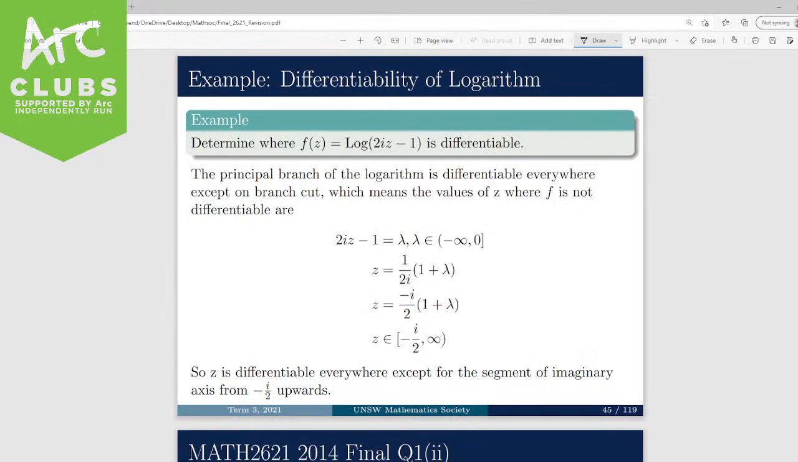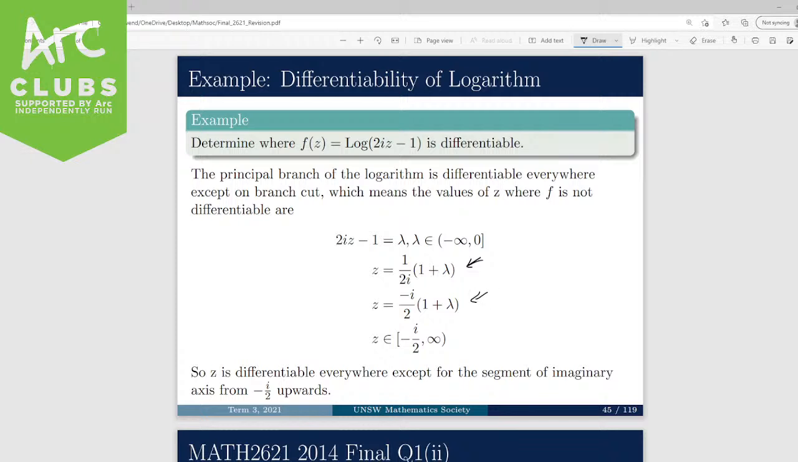Your log is differentiable everywhere except on your branch cut. For this question, with the principal log, it's not differentiable on that negative real axis. So 2iz minus 1 can't be any of those negative real numbers. Now you just have to rearrange it until z is the subject. So add a little 1 over here, divide by that 2i, so z is actually the subject, multiply i to numerator and denominator, make it look nicer.